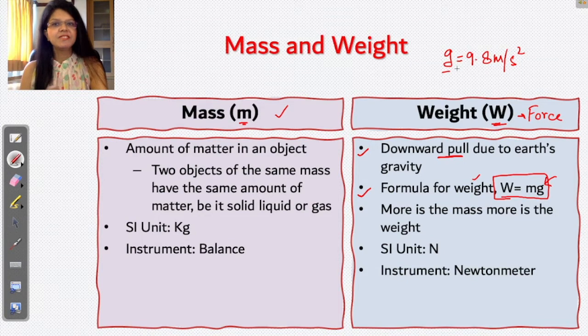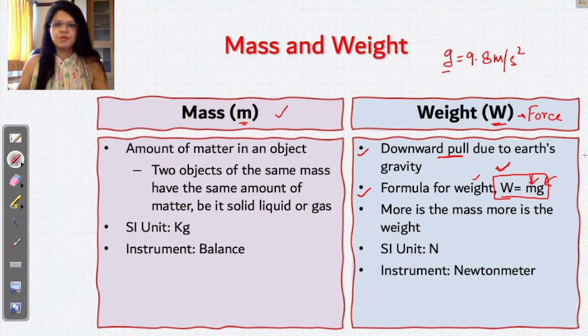The value of G differs from planet to planet, right? The value of G on Earth is different from the value of G on other planets, say Mercury, Jupiter, Saturn, or the Moon. So the weight is different from planet to planet. The mass does not change. The mass is an entity which does not change no matter where you go, no matter which planet you go to.